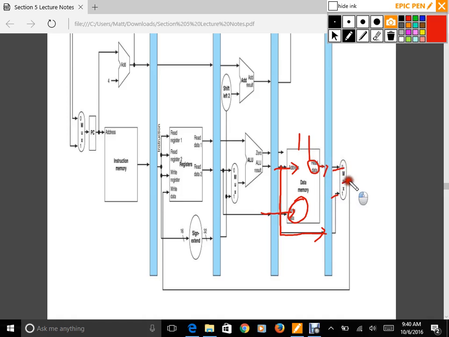And then we're going to use our, what's this control signal here? MemtoReg, very good. And then it goes back to the registers.